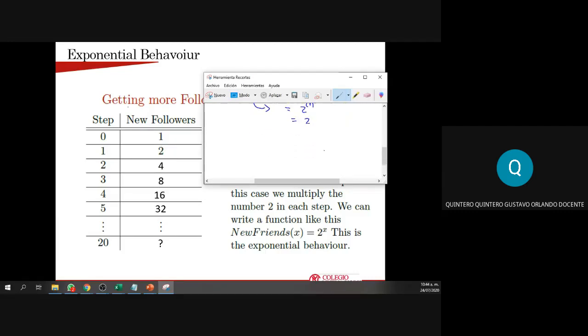Let me show it again. Let me just erase all of this. Let's say that we want x to be 5. X equals 5. Now, we know that the result is 32 new followers. We know that. But if we just use the function 2 to the 5, it's going to be 32.